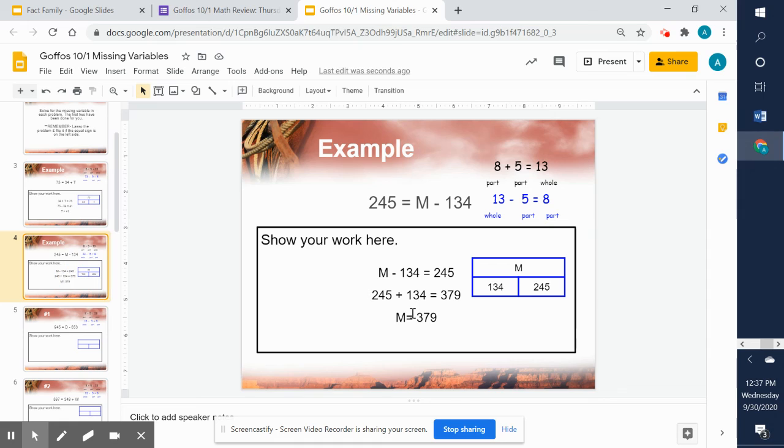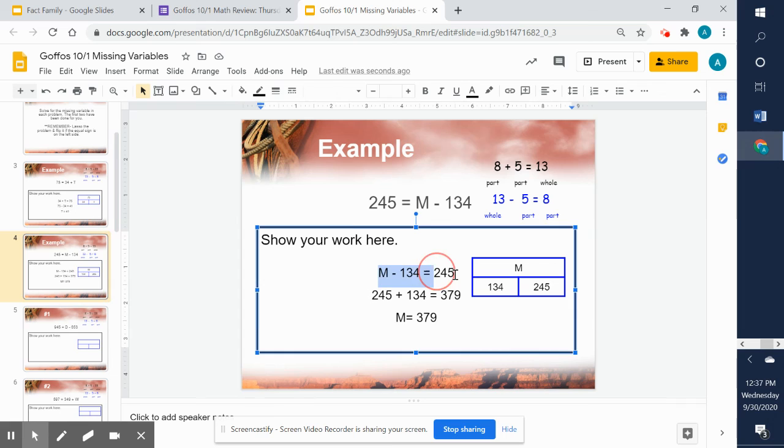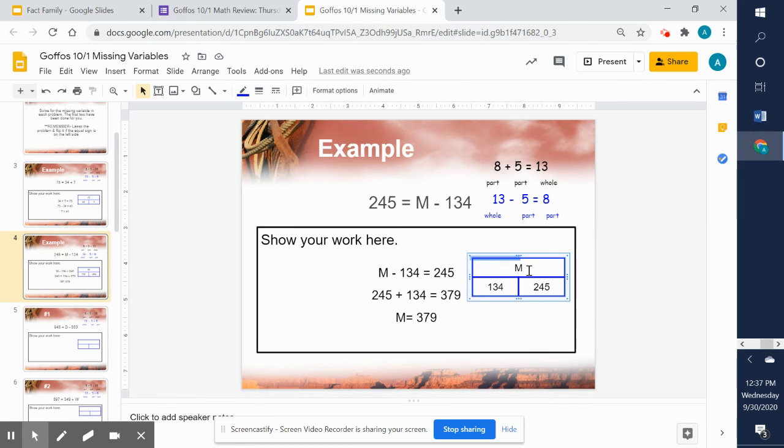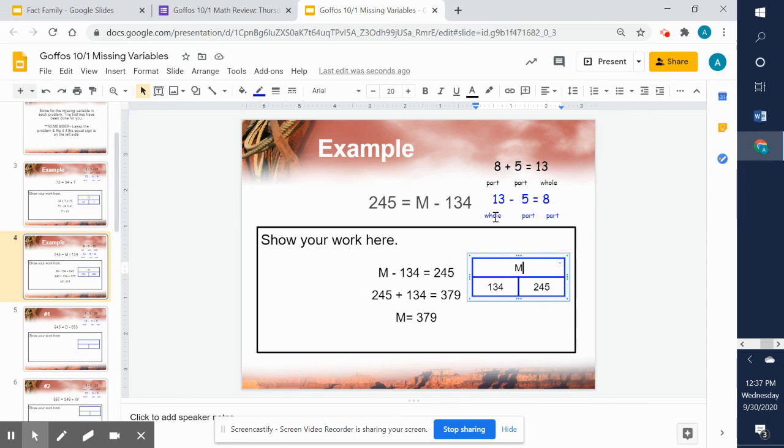And then here's my other example. We had 245 equals m minus 134. So I saw the equal sign is on the wrong side. I moved my 245 and I rewrote it right here. I put my numbers and letters in the box. I know that m is the whole number, is my biggest number. So then I'm adding my 2 parts to get m is 379.